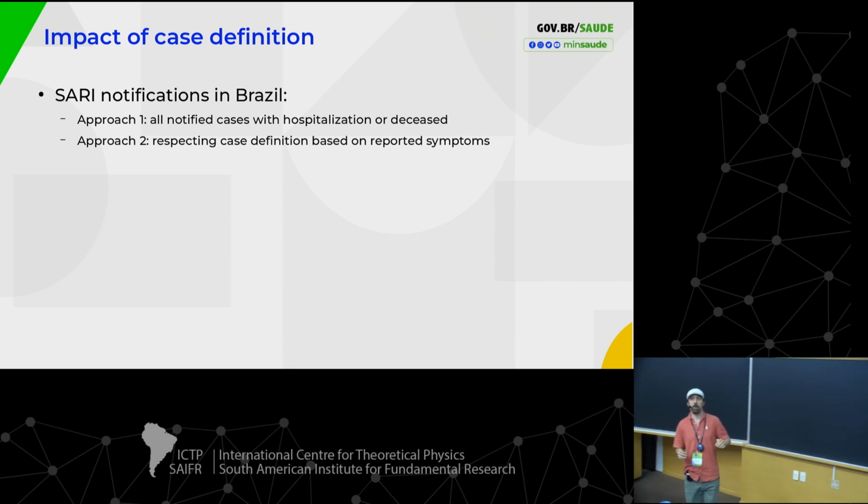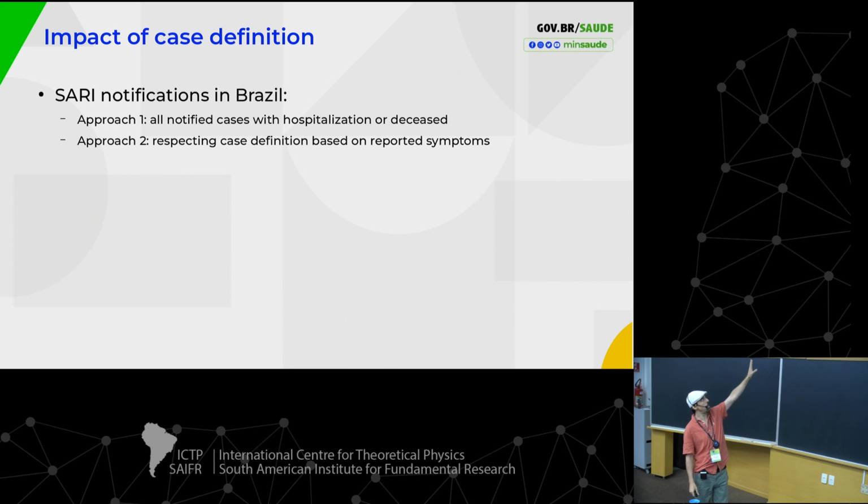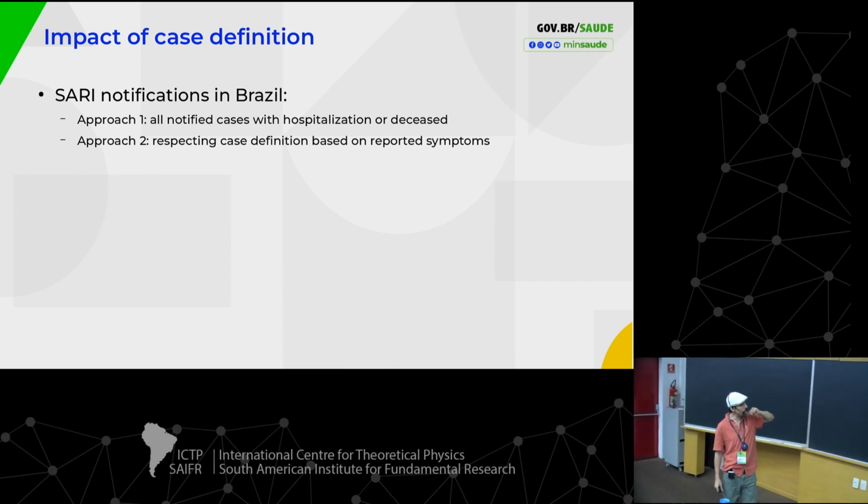So those are paramount. So one way to look at the data is, well, I will filter the notified cases, looking only at whether individuals have in fact been hospitalized or have died, and that is the reason they were notified. And the second approach is, well, I will take the data and look at the variables that are available within that data set and apply to it the case definition that is established in my surveillance system.